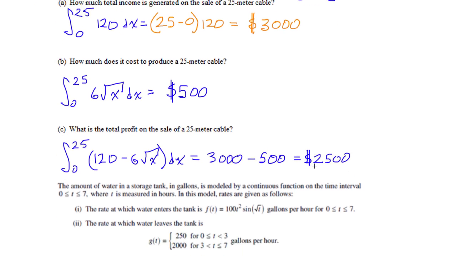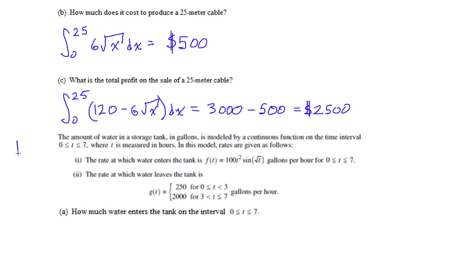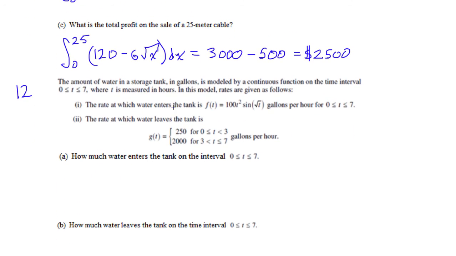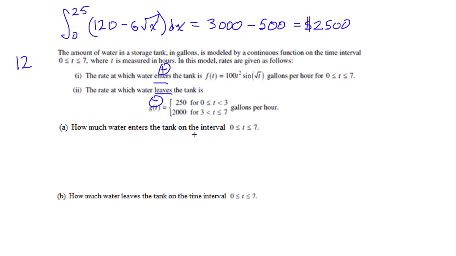$2,500. All right. That was number 11. We're on to number 12 now. Water in a storage tank is entering the tank, so that's going to be a positive amount, and it's leaving the tank, so that's going to be a negative amount. The negative amount is all of this piecewise function, and we're looking for water entering the tank, so it's asking about the positive, on that interval between 0 and 7. Notice that from 0 to 3 it's 250, and from 3 to 7 it's 2,000. Wait, that's leaving the tank. We're talking about entering the tank. We're just talking about that function.